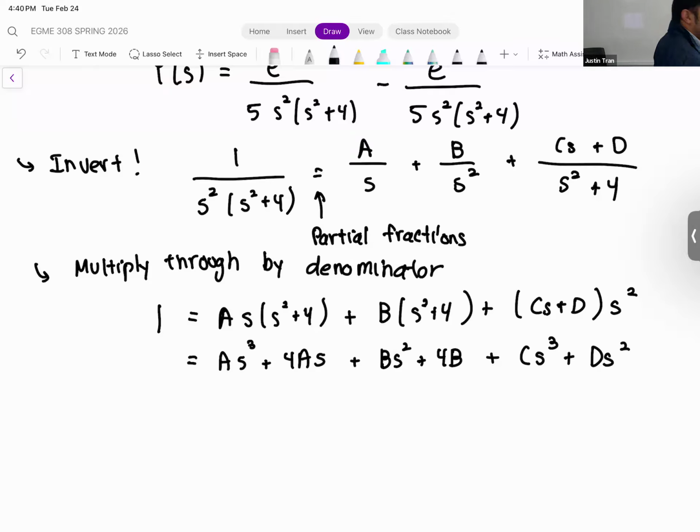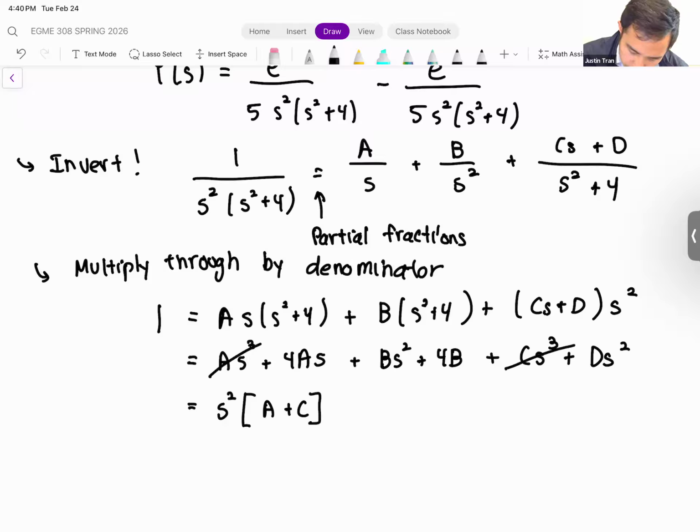Okay. All right, so now that we've distributed everything, we can go ahead and group all the like terms. And so we're going to group them by powers of s. All right, so first we have the s cubed terms. And so for the s cubed terms, we have an a and a c. That's a plus c.